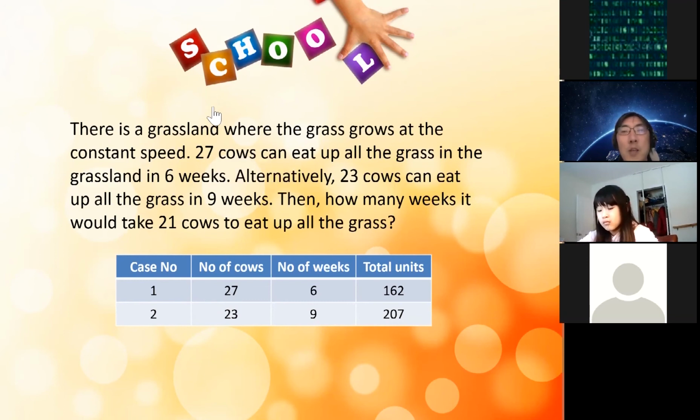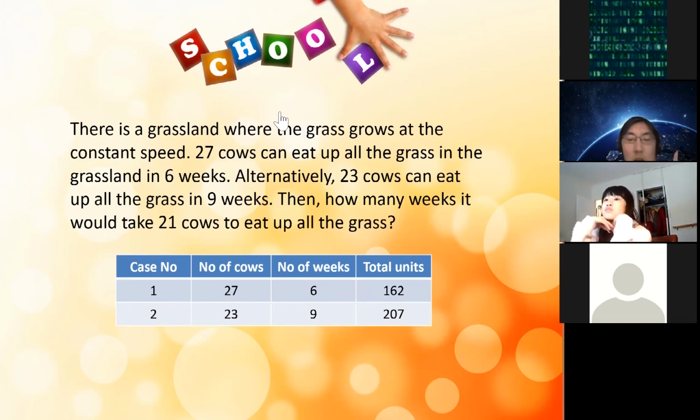Now I define the unit as the amount of grass one cow eats in 1 week. Now I'm asking you, how about the 27 cows in 1 week? How many units? For the time being, forget about this table. Don't look at this table, because this table is for something later. Right now, just step by step. The first step, let's understand what a unit means. A unit is 1 cow eating in 1 week. Now I'm asking, still in 1 week, but 27 cows can eat.